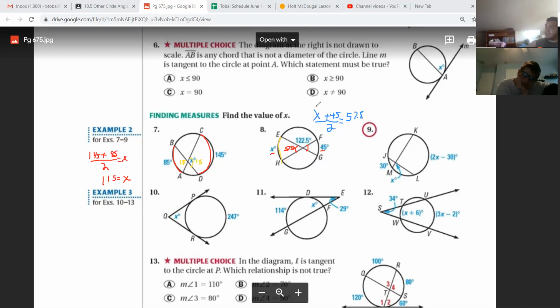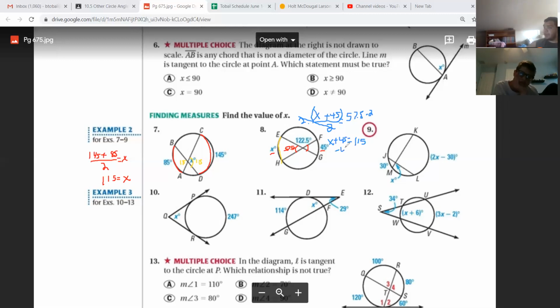Now, when the things are on top of a fraction, it's kind of like a visible parentheses. So the first thing I would do is times by 2 on both sides. So times this by 2, times this by 2, x plus 45 is going to equal 57.5 times 2, which is, I'm being really dumb, 115? Yeah, 115. Then we're going to do x plus 45 equals 115.